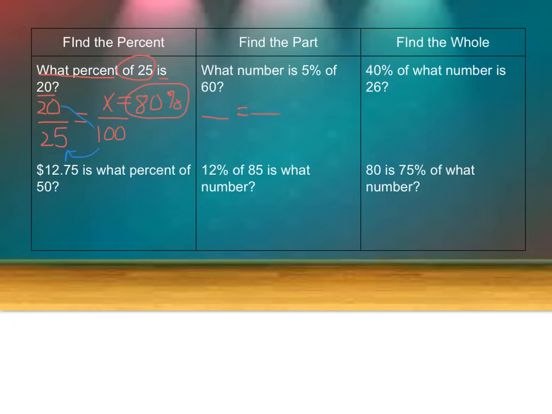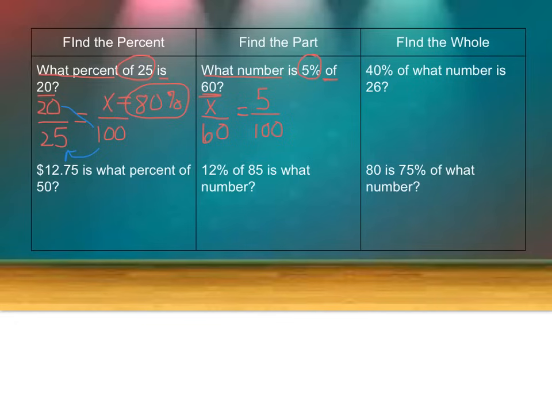This time it says what number, and I'm not sure what number we're talking about yet, so I'm going to hold off on putting my X in. But I know we have 5%. The percent is always the numerator on the right-hand side. No percent sign, just the number. Of 60, the of number is the denominator down here. And this number is always 100. That means my X goes right there.